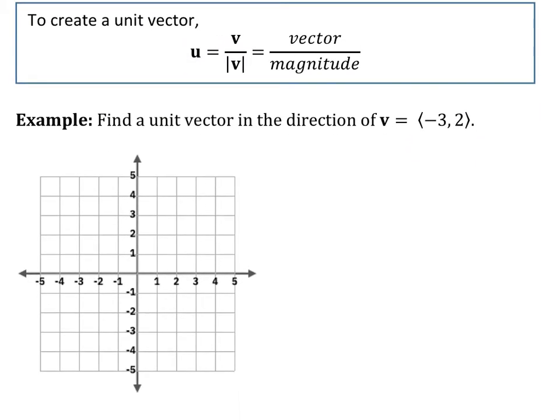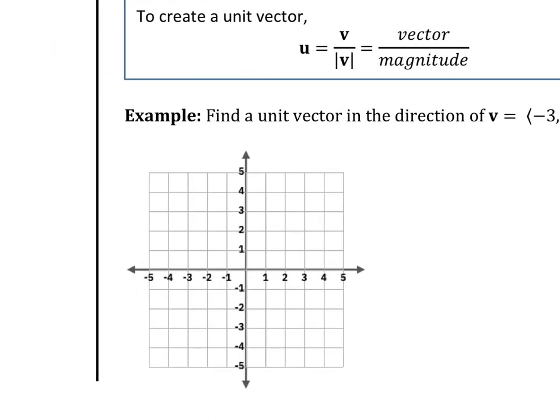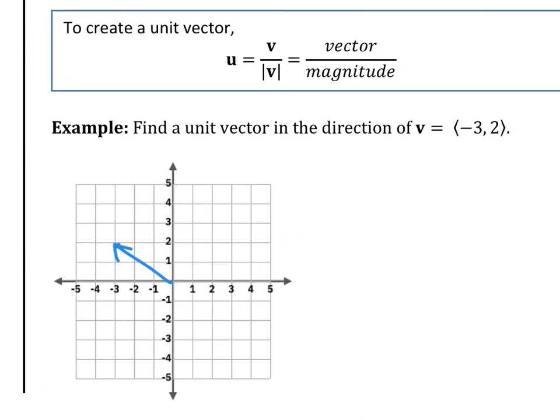Find a unit vector in the direction of -3, 2. So -3, 2 is here. This is not asking for the linear combination of i and j. If it says linear combination of i and j, you would do what we were doing before. You would say -3 times in the i direction plus 2 in the j direction. But this is not what the question is asking for. This is asking for creating a unit vector.